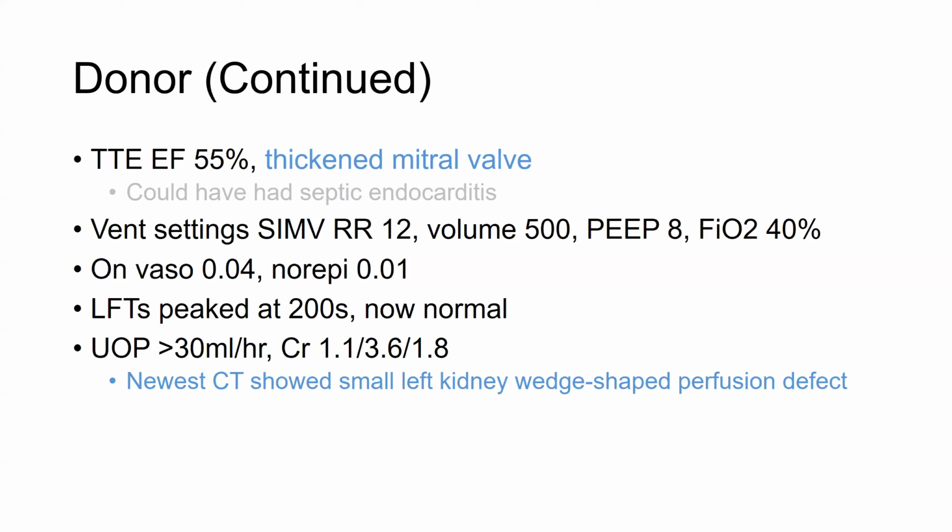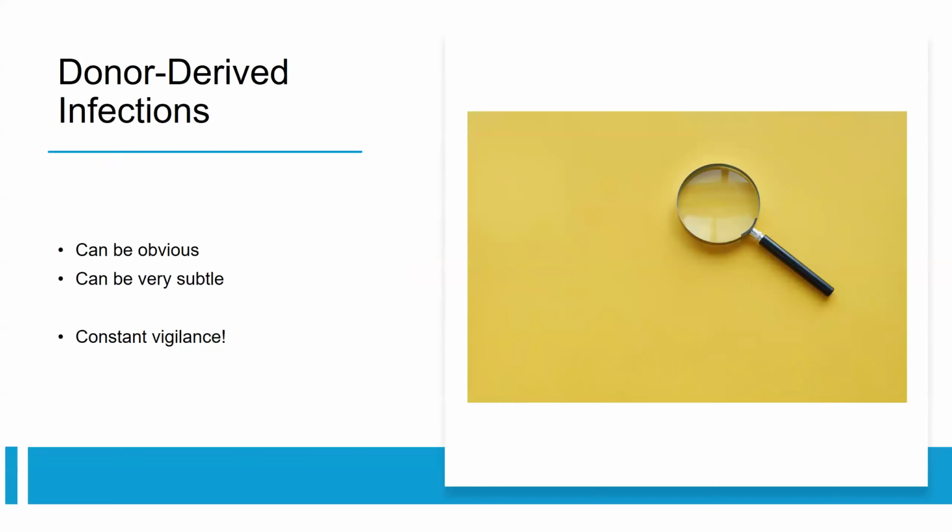Maybe an updated CT scan that wasn't loaded into DonorNet but was available at the donor hospital had a little wedge-shaped perfusion defect in the left kidney or in the right kidney. That then contributed to an infection, right? So in my mind, donor-derived infections are sometimes very obvious and sometimes manageable. Some of them are very subtle and even hidden.